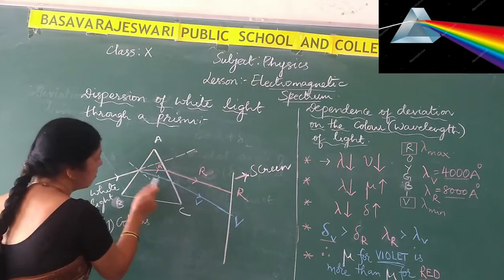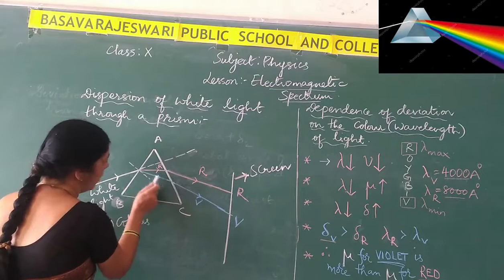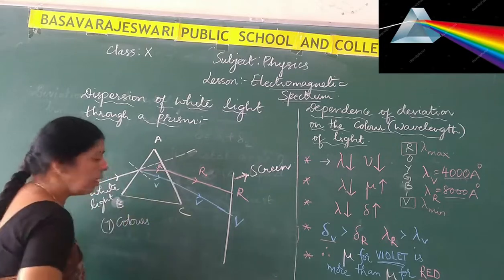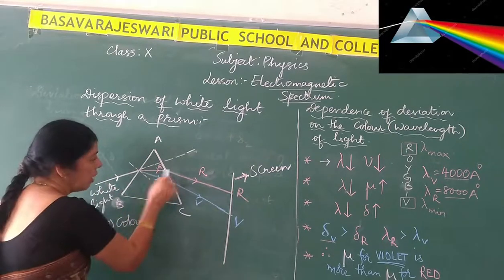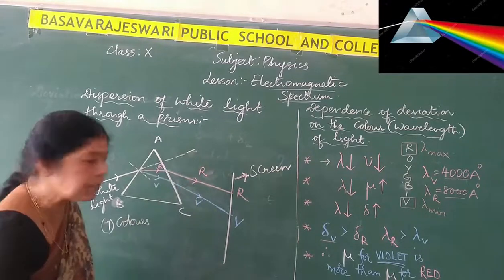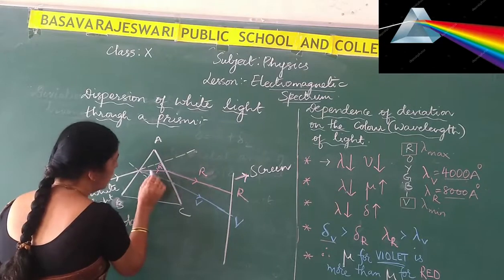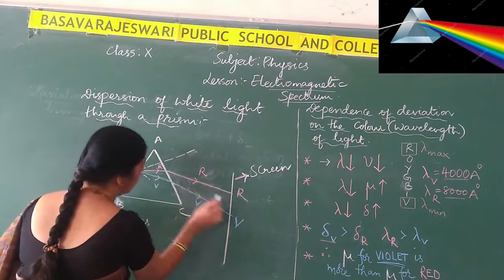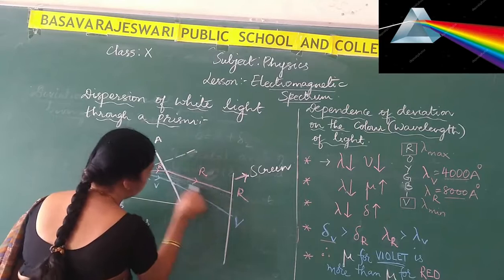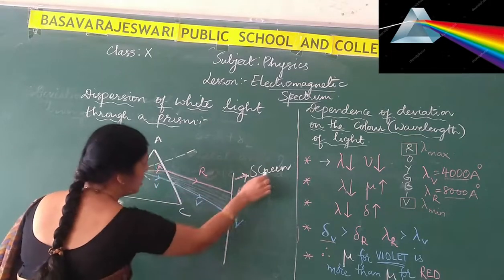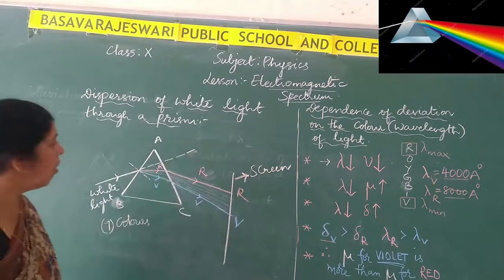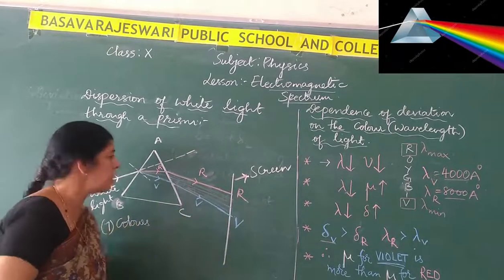Now, into 7 colors means I have drawn here violet light and red light only, and the other colors will lie in between violet and red color, which I have not shown in the diagram. So, all the other colors will be splitting here and they will come out of the prism. Understood? I have a screen here on which all the 7 colors will be incident.